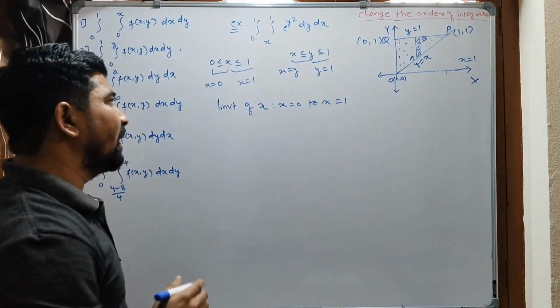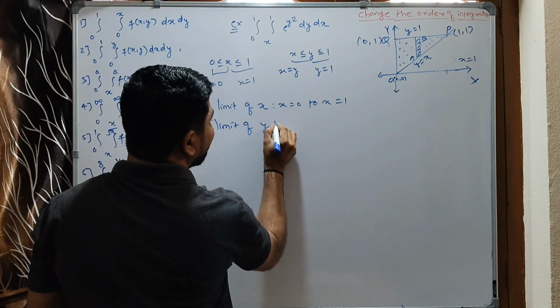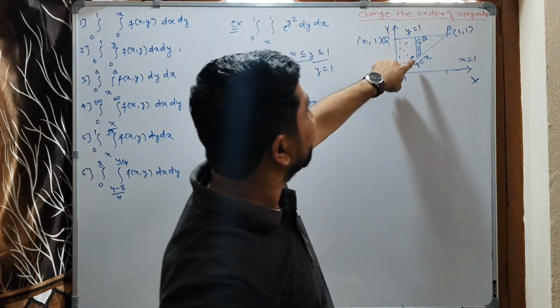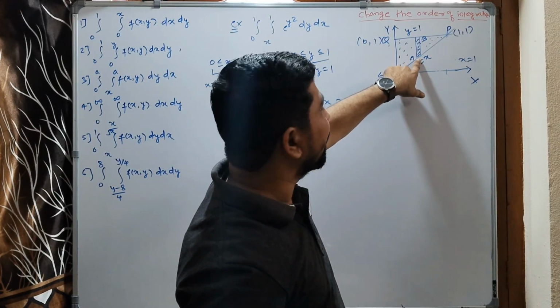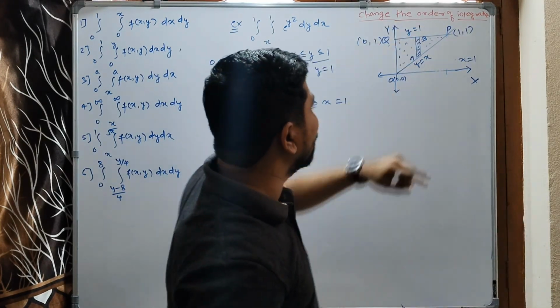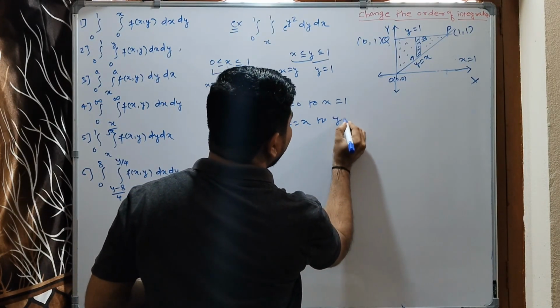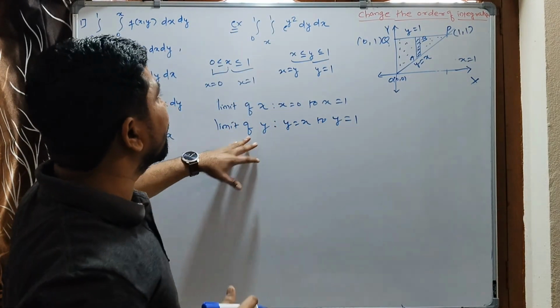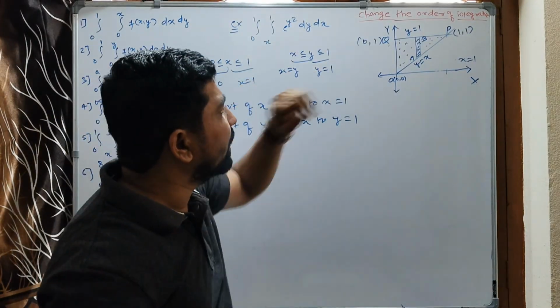This is the limits of x and limits of y. Here, the limits of y: the value of y equals x. My strip starts at the line y equals x and terminates at the line y equals 1. So here y equals x to y equals 1. This is the limit corresponding to this integration with order dy by dx.